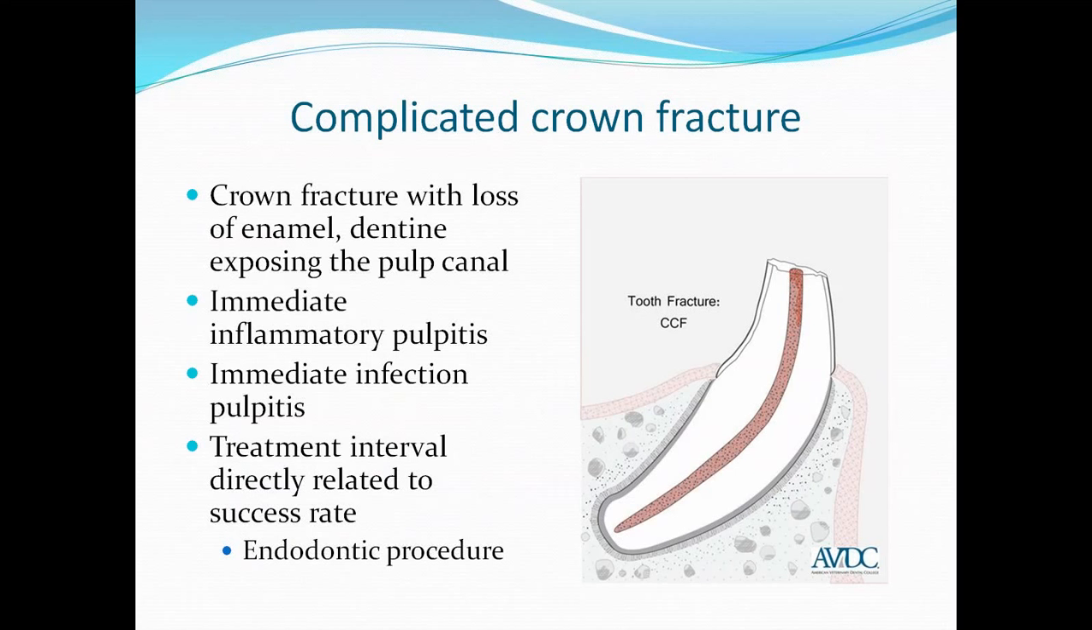So that leads us from uncomplicated crown fractures, where we just have enamel and dentine exposure, to more advanced fractures of the teeth where the pulp is actually exposed. So when the pulp becomes exposed, they come under the classification of what's called a complicated crown fracture. So a complicated crown fracture is one where the pulp is exposed.